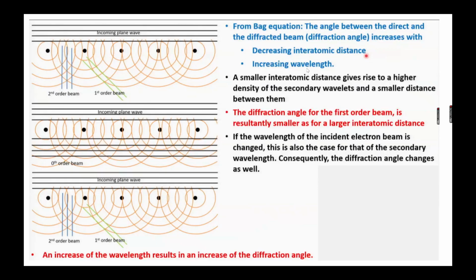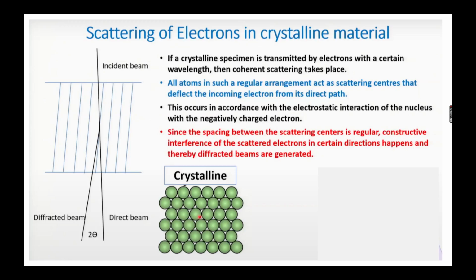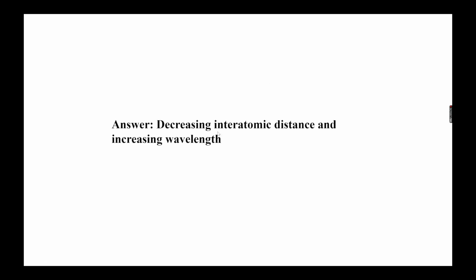This is very simple. So you can say that by decreasing the interatomic distance and by increasing the wavelength, we can increase the angle between the incident beam and the reflected beam. I hope you got it.